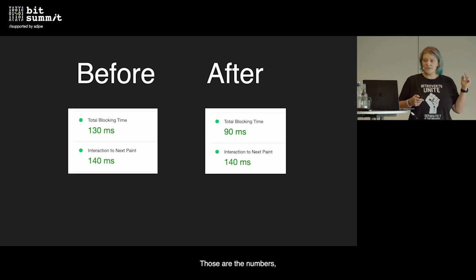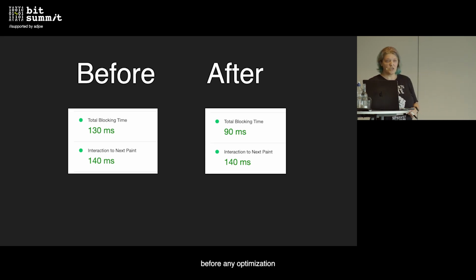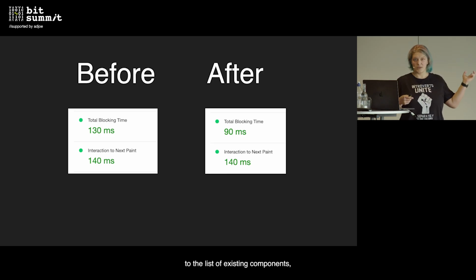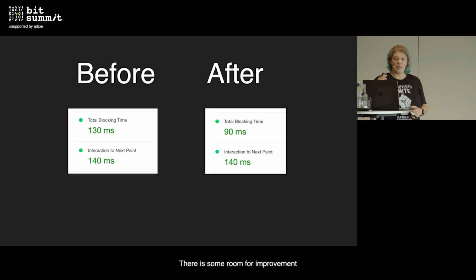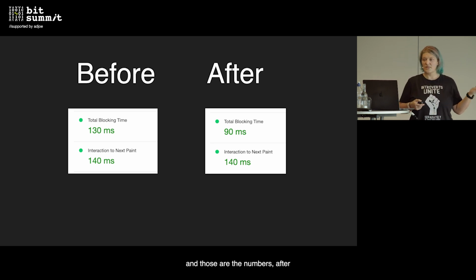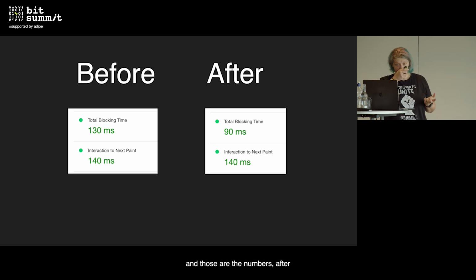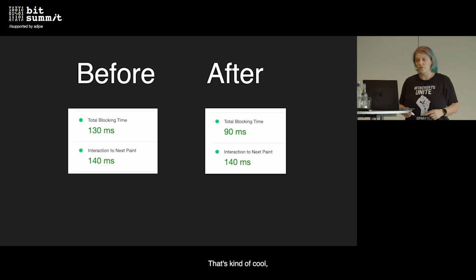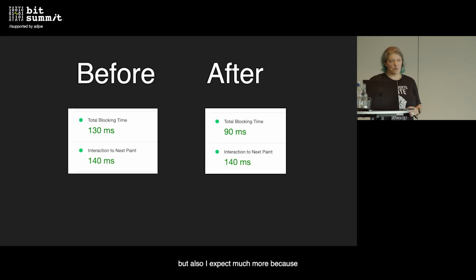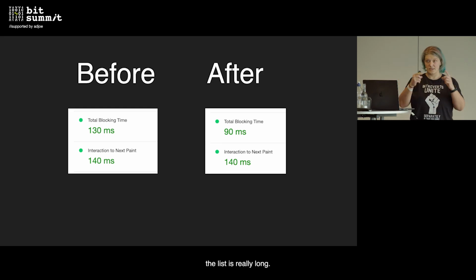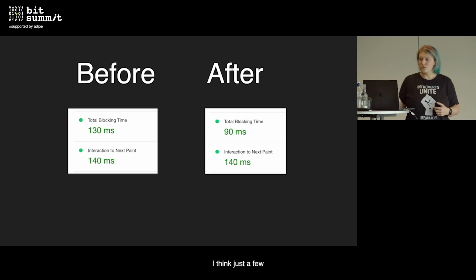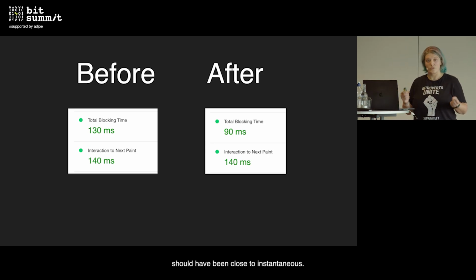Those are the numbers before any optimization. Performance of adding checkbox cards to the list of existing components. Everything is green, there is some room for improvement. Enabling the compiler, and those are the numbers after. Which is still good, the number decreased, that's kind of cool. But also I expect much more because the list is really long, and if all re-renders were really eliminated, adding just a few cards to the list should have been close to instantaneous.